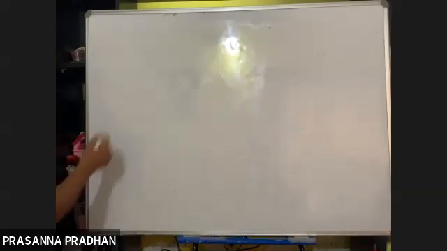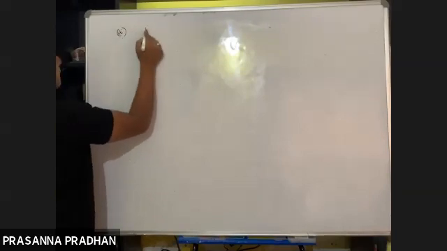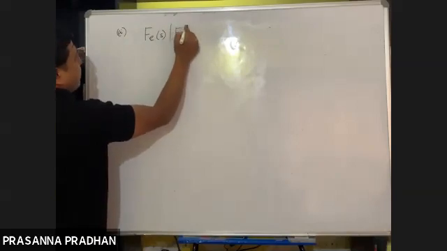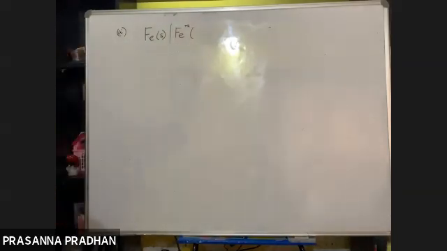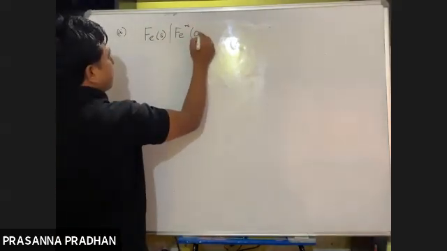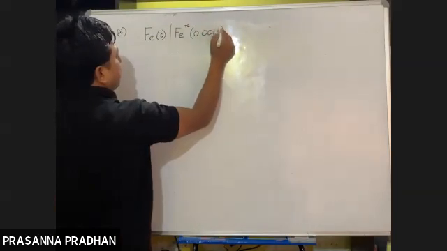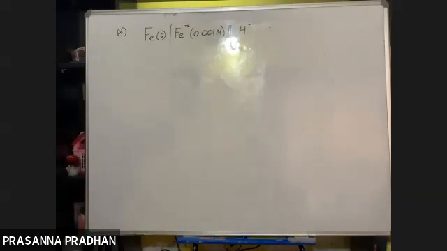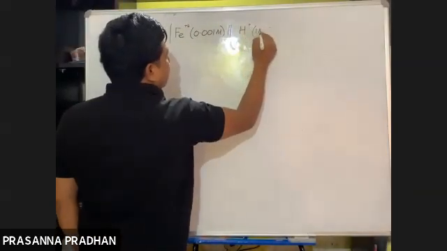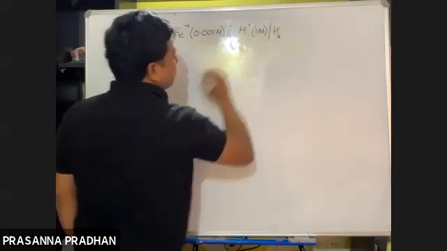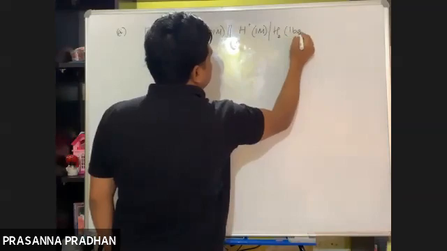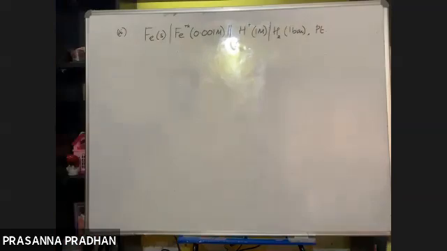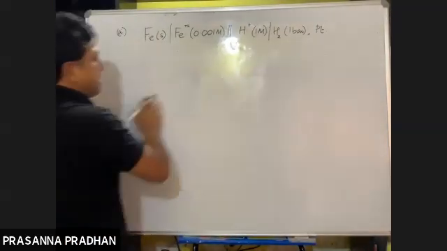Okay, so the cell notation is given like this: Fe solid, Fe dipositive. Now the concentration of iron is given out to be 0.001. Then we have standard hydrogen electrode, H positive, whose concentration is again 1 molar. We have hydrogen gas at a pressure of 1 bar, and we have a platinum electrode. If you remember the diagram, we had a platinum electrode on which hydrogen gas was absorbed. So this is the cell notation.